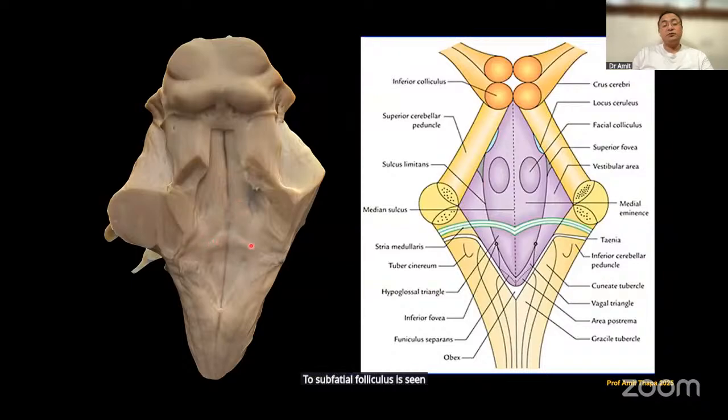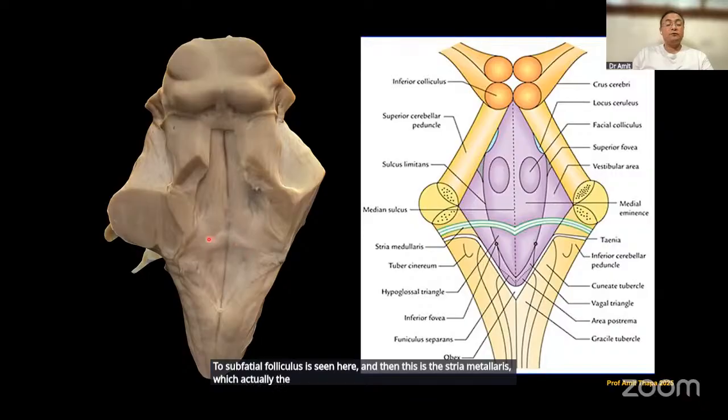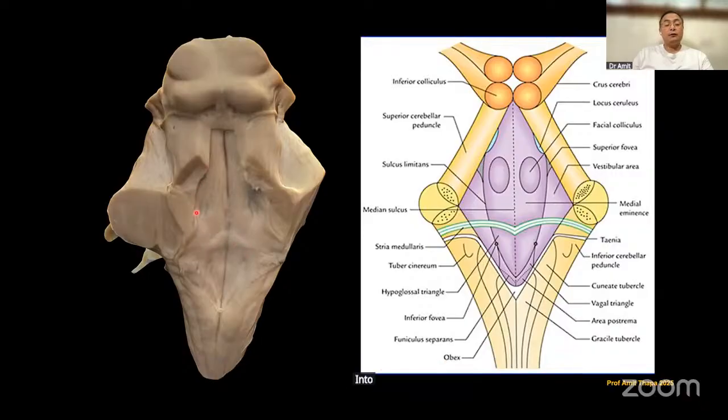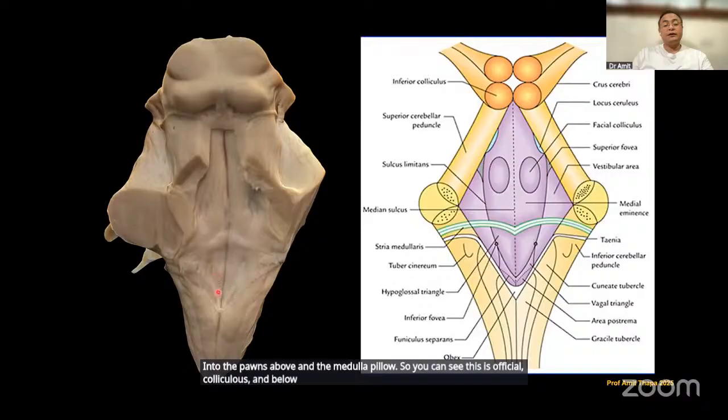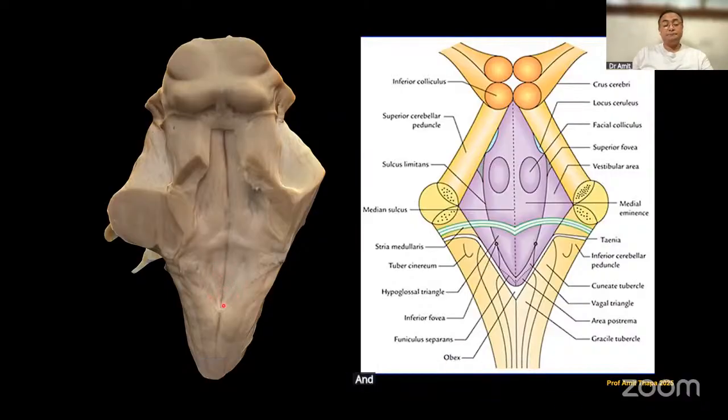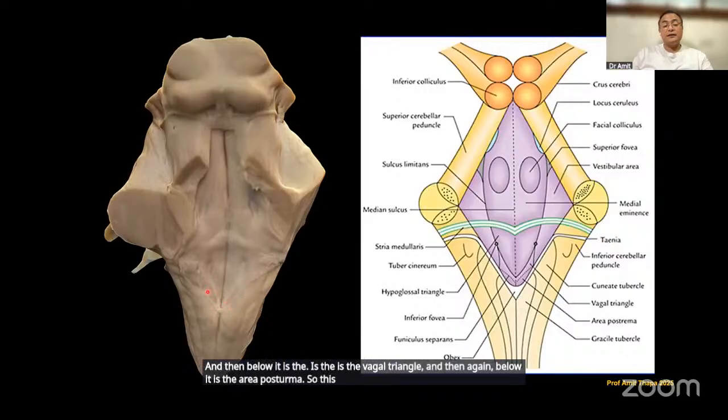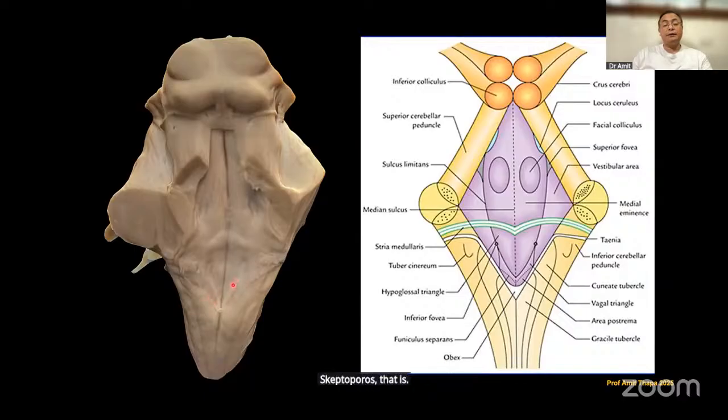And then this is the stria medullaris, which actually divides the fourth ventricular floor into the pons above and the medulla below. So you can see this is the facial colliculus, and below it will be the hypoglossal triangle. Below it is the vagal triangle, and again below it is the area postrema. This area is also known as calamus scriptorius, that is the nib of the pen, the pen nib. And then you can also have the cochlear nuclei on either side.